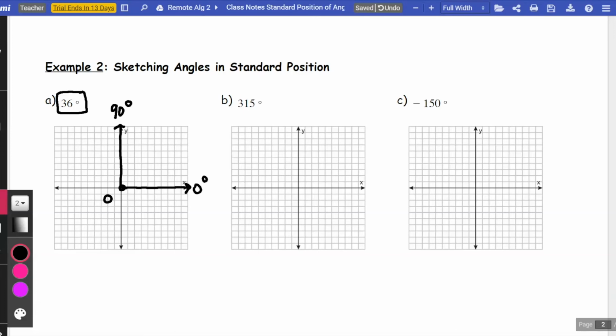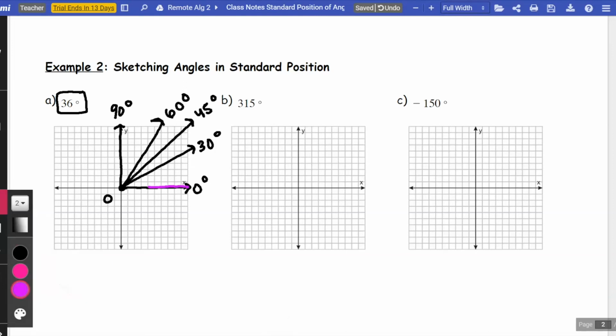So if I wanted to divide this into thirds, this would be my 30-degree angle, this would be 60, and this would be 90. So 36 degrees. And then if I wanted to cut between 0 and 90 perfectly in half, I would go there, and that would be 45 degrees. So 36 needs to be between 30 and 45.